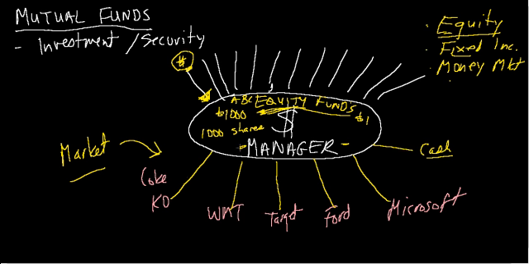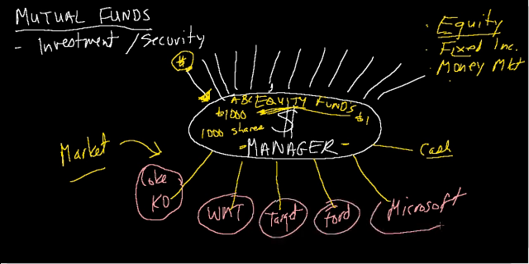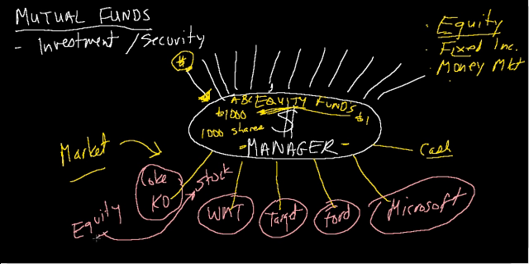Okay, and so then the manager goes out to the marketplace and actually buys shares of Coke and shares of Walmart and shares of Target and Ford and Microsoft. And that's the stock of those companies. He buys the stock, or equity. Okay, stock is equity, thus equity fund, right? So he buys the stock of these companies, and then the fund owns those shares of stock. So you as the investor own shares in the fund. The fund in turn owns shares of the stock.